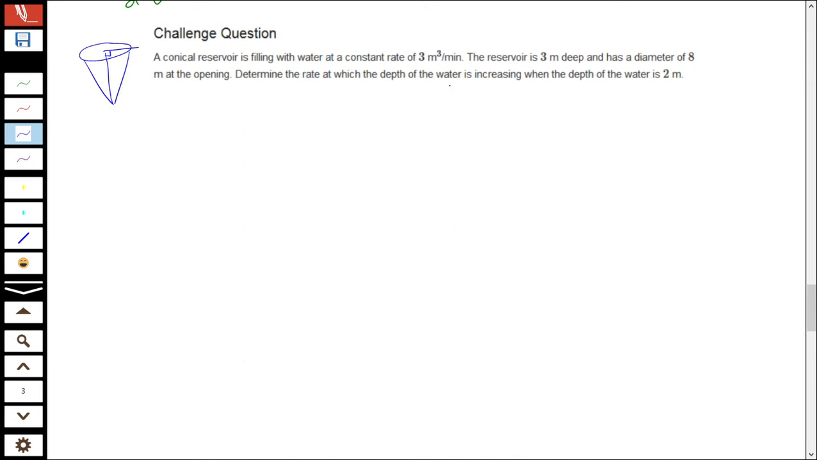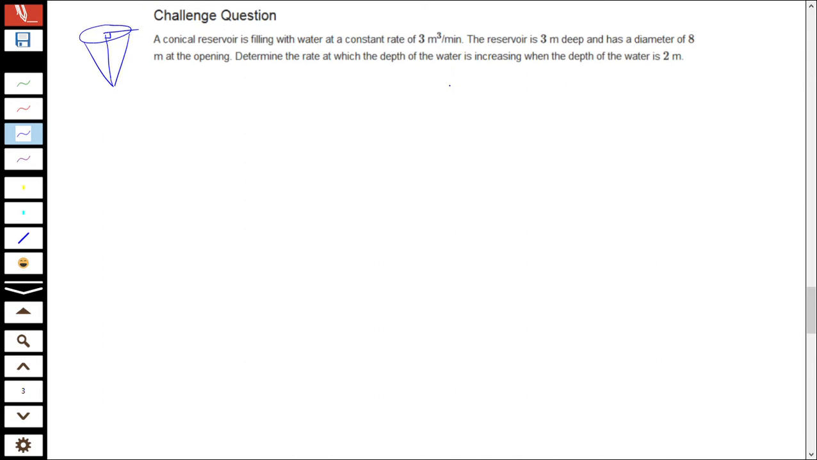And the reservoir is 3 meters deep and has a diameter of 8 meters at the opening. So we can put that measurement in. So this is going to have 3 and the diameter is 8, but normally diameters are kind of useless, so I'm going to go with the radius. So the radius is, instead of 8, it's going to be half of that, so it's going to be 4. Determine the rate at which the depth of the water is increasing when the depth of the water is 2.